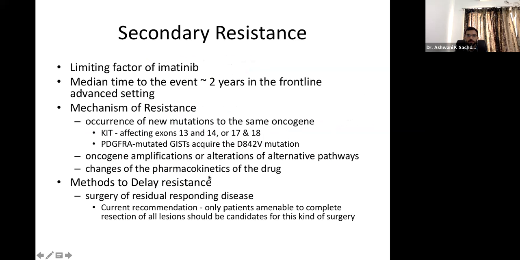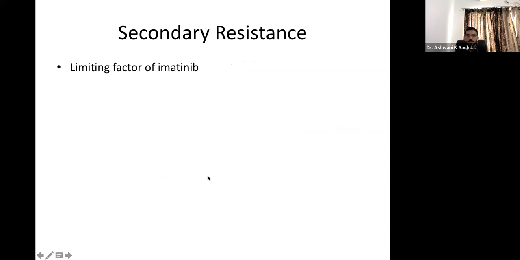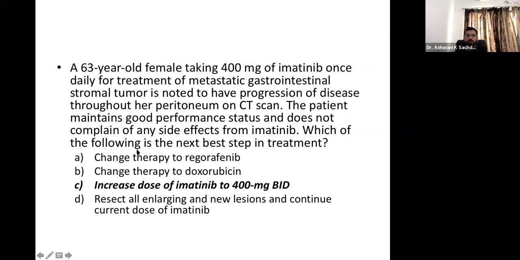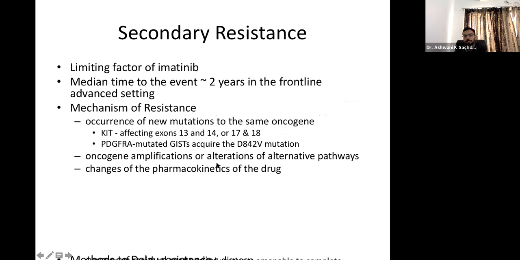So in the previous question, if there had been one option of change to sunitinib, then according to NCCN, it is category 1. But the next best should be imatinib dose escalation, and the best treatment would be change to sunitinib.